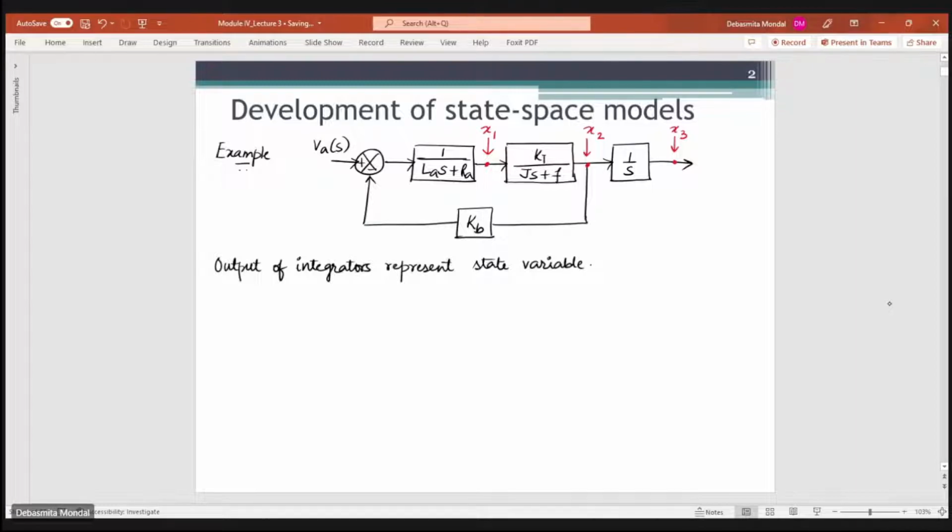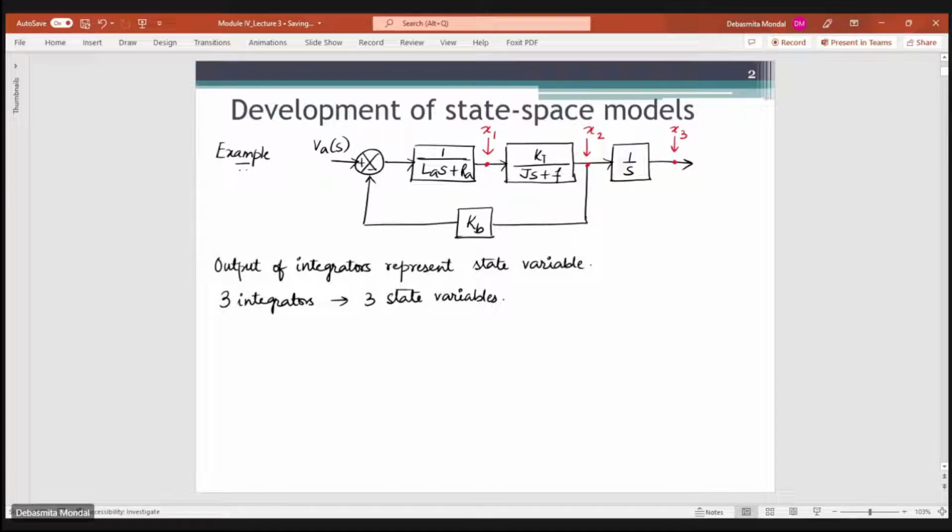If you observe this block diagram, you see that we have three integrators. This is 1 by s, a perfect integrator, and these two blocks, 1 by LAs plus RA and similarly 1 by KT by Js plus F, are also integrators, but not simple ones. Since we have three integrators, we have three state variables. Let's denote them as x1, x2 and x3. The output of this integrator is x1, this is x2 and this is x3.